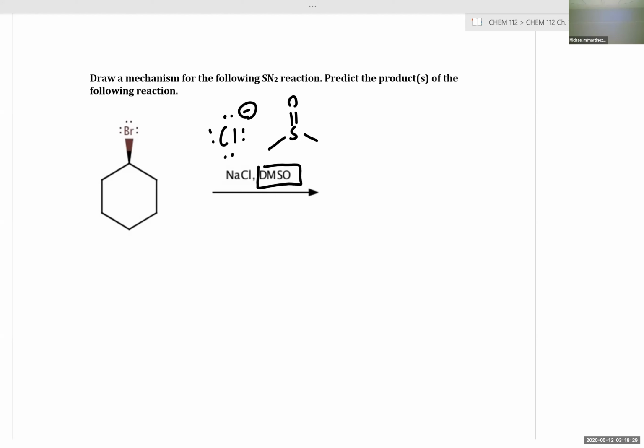And don't be shy to break out the annotate feature and draw your proposed products for this reaction. If not, we'll discuss in about another minute and a half.